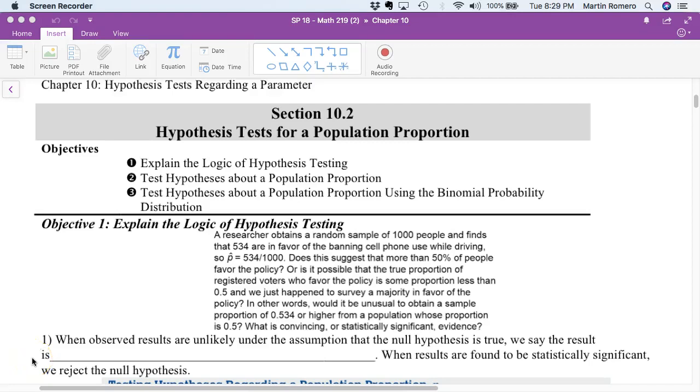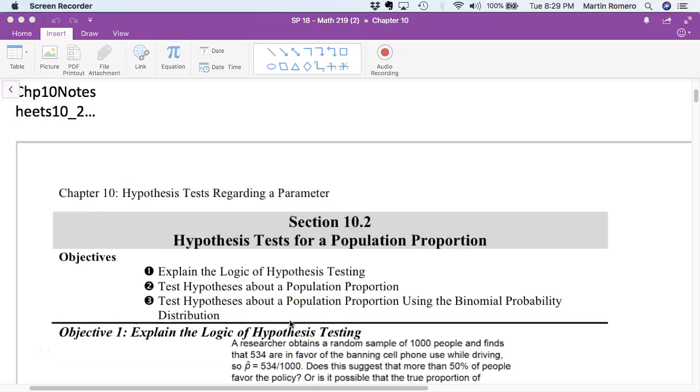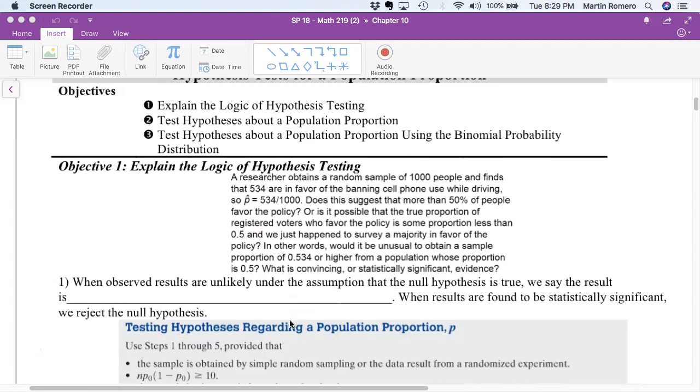This is the video for chapter 10.2, hypothesis test for population proportion. Make sure you have your note sheets out so you can follow along here. So we had just finished the language of hypothesis testing.